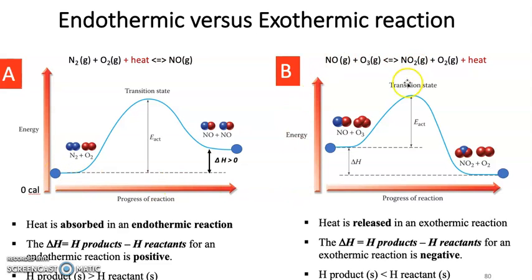On the other hand, when heat is released from a reaction, we call it an exothermic reaction. In the case of an exothermic reaction, the heat of reaction or delta H is a negative value because the heat of the product is smaller than the heat of the reactant. So therefore, when you take the difference, it should be a negative value.